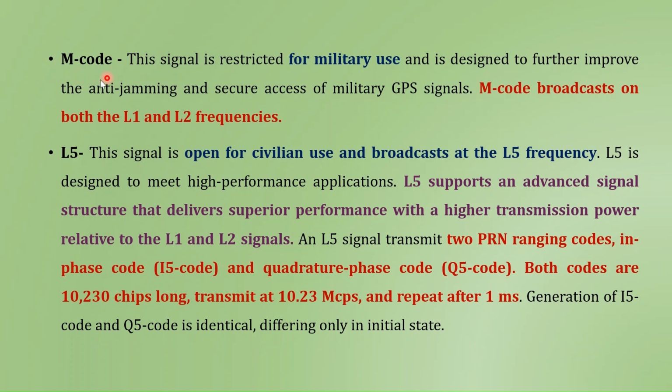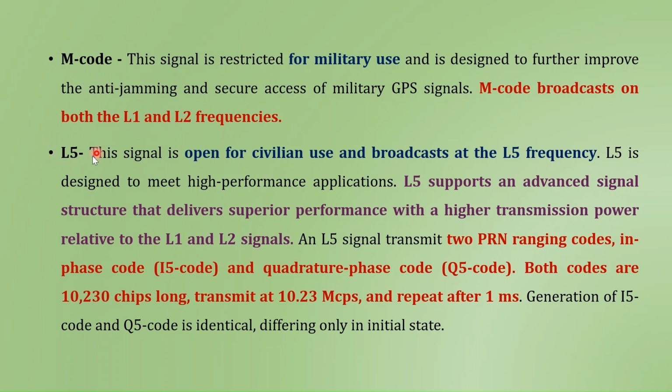And then we also have the M code, which is the signal restricted for military use, and it is designed to improve anti-jamming and secure access for the military GPS signals. And this is mainly broadcast on both the L1 and L2 frequencies.